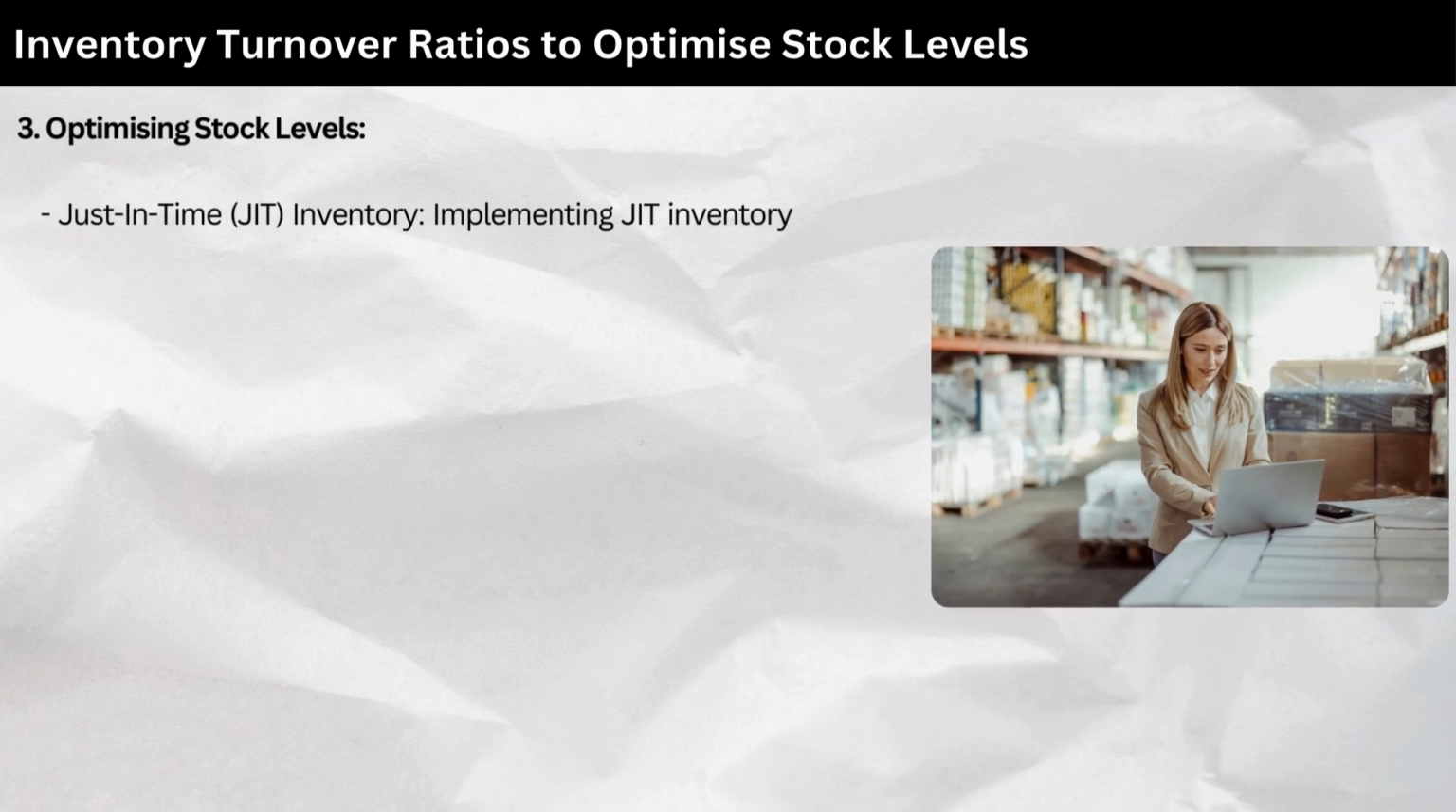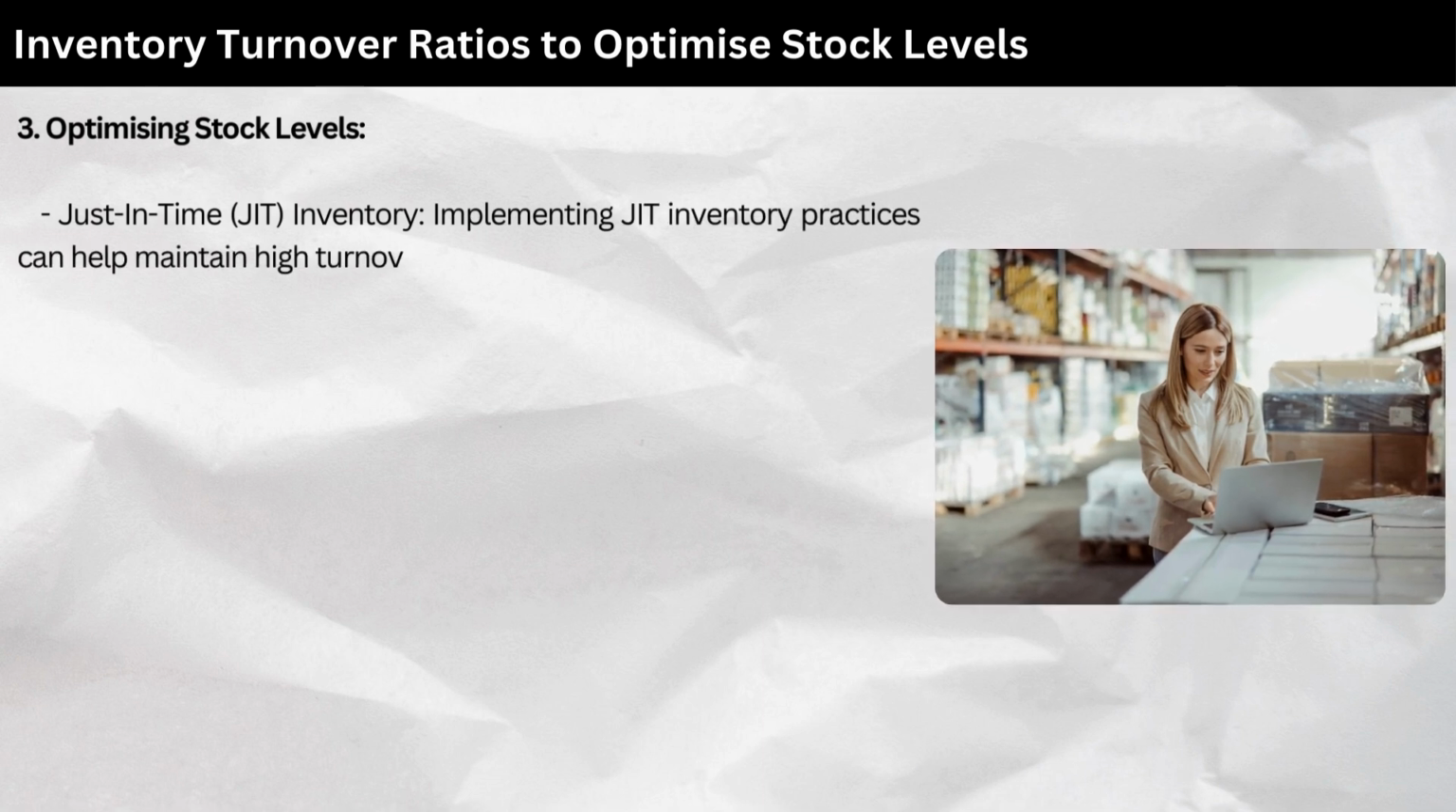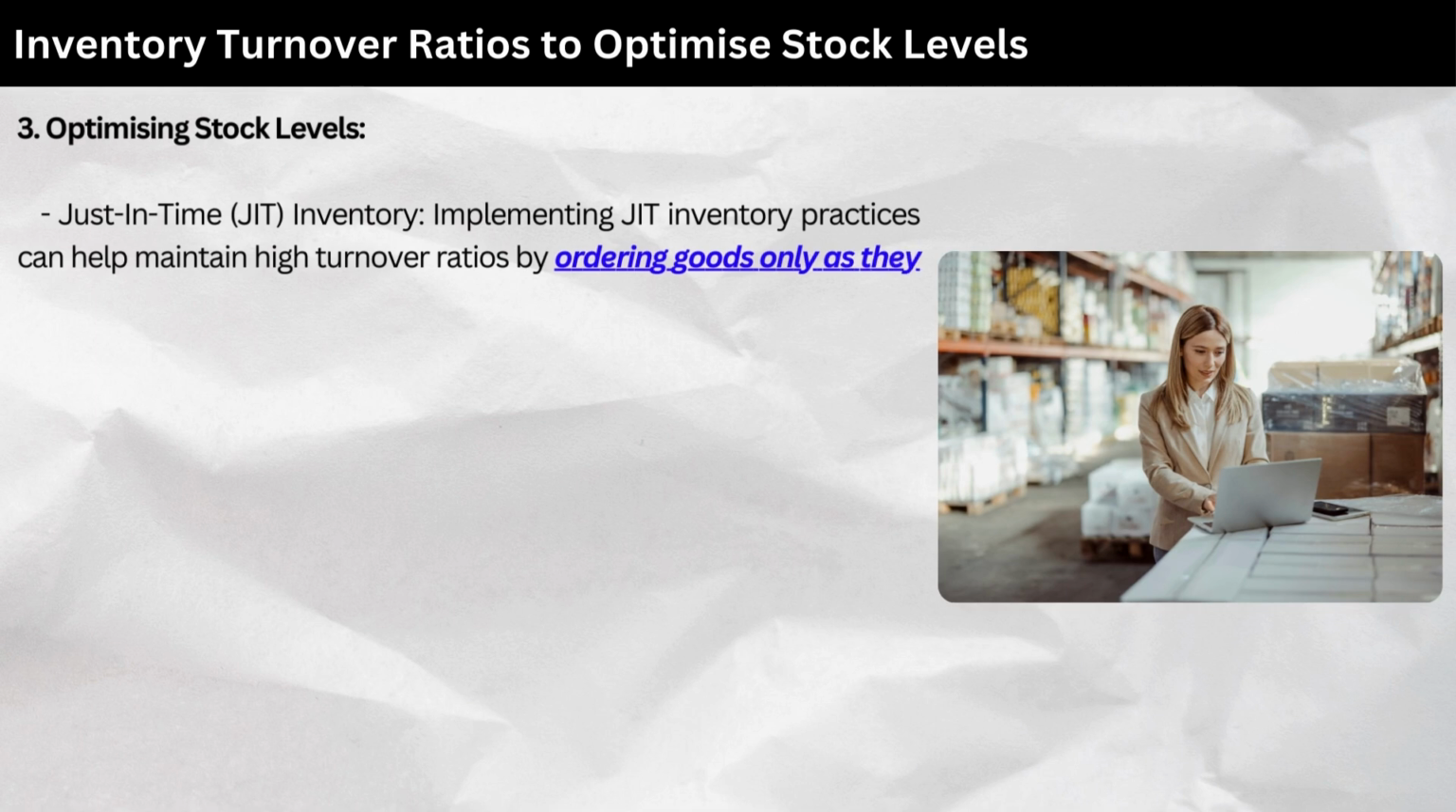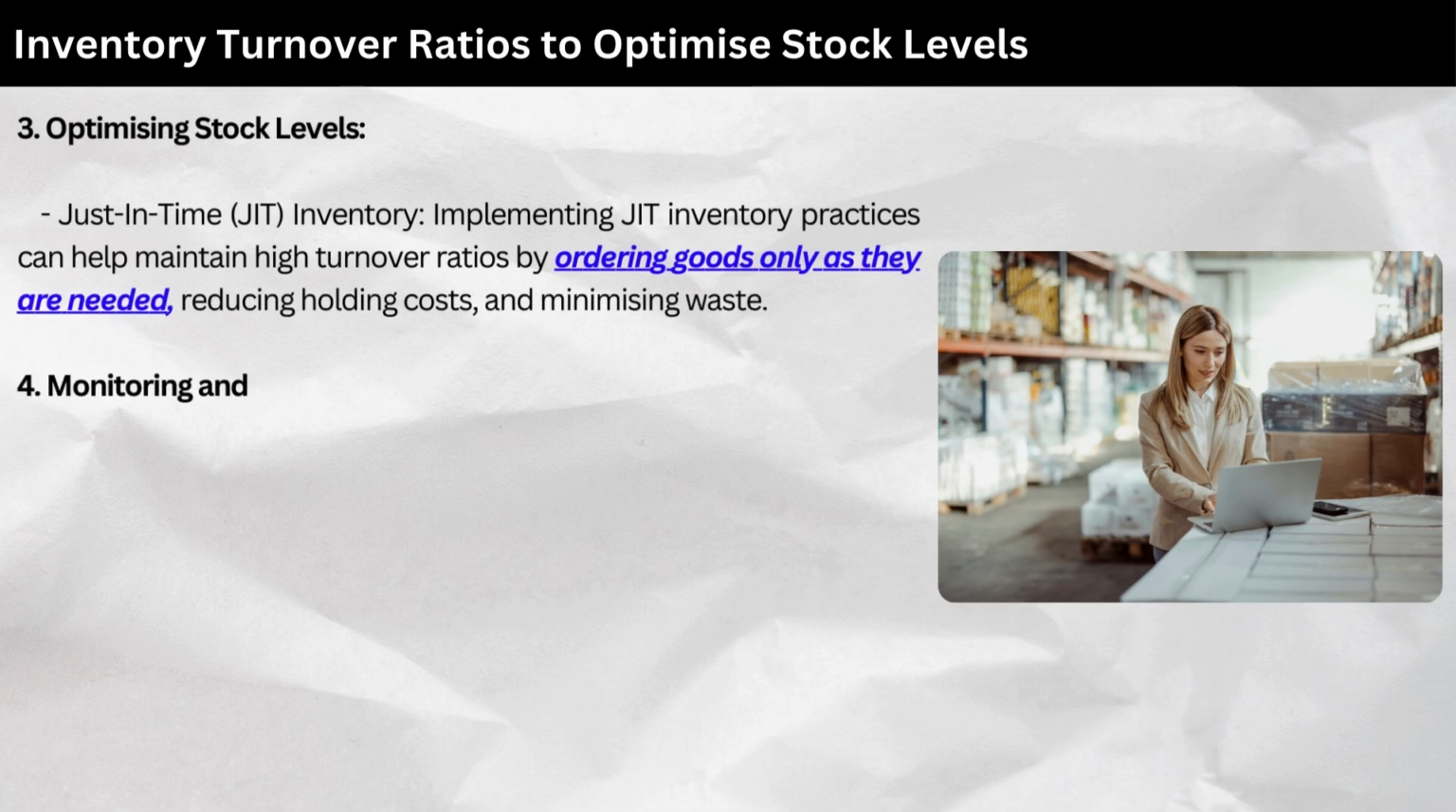3. Optimizing stock levels. Just-in-time (JIT) inventory. Implementing JIT inventory practices can help maintain high turnover ratios by ordering goods only as they are needed, reducing holding costs, and minimizing waste.